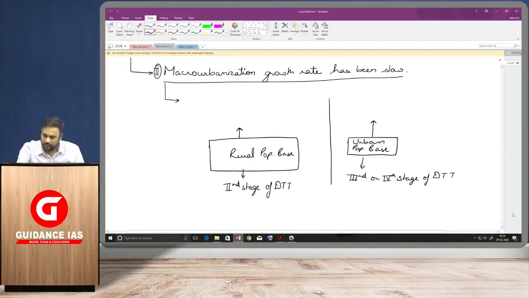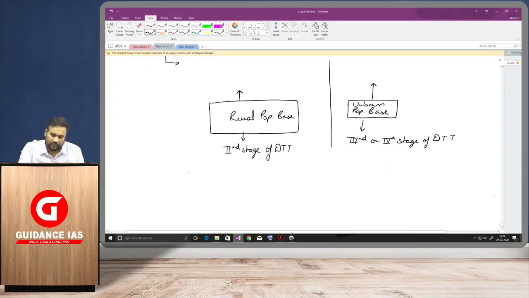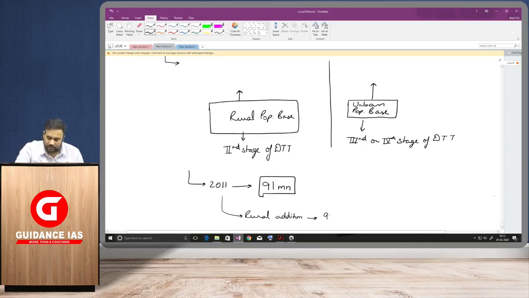If you have to just understand how much is the magnitude of this growth, in 2011 we added 91 million people to the urban process. But again in the same year there was rural addition. It was actually the first time when urban addition exceeded rural. It was 90 million. So again the overall urbanization growth which should have happened, it was what? It was slower. So it is overshadowed by the so much of rural population base that we have.